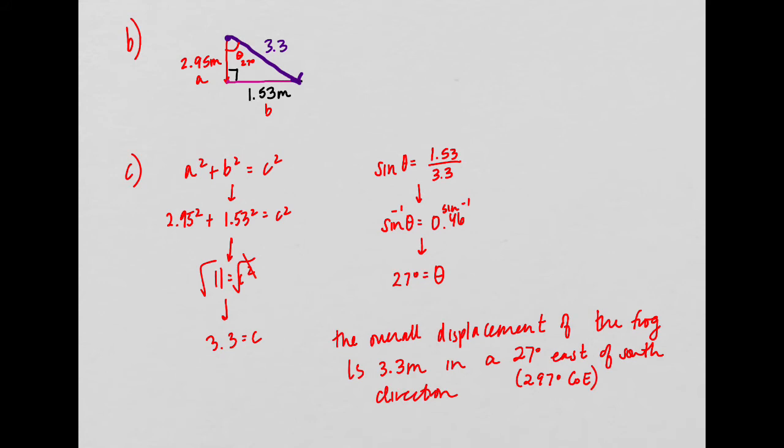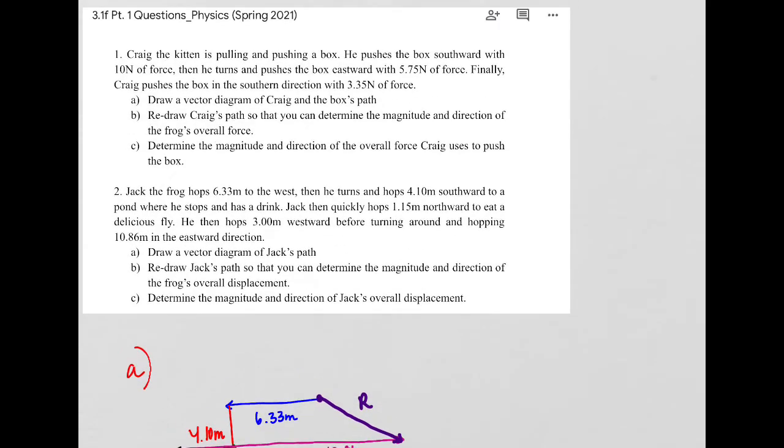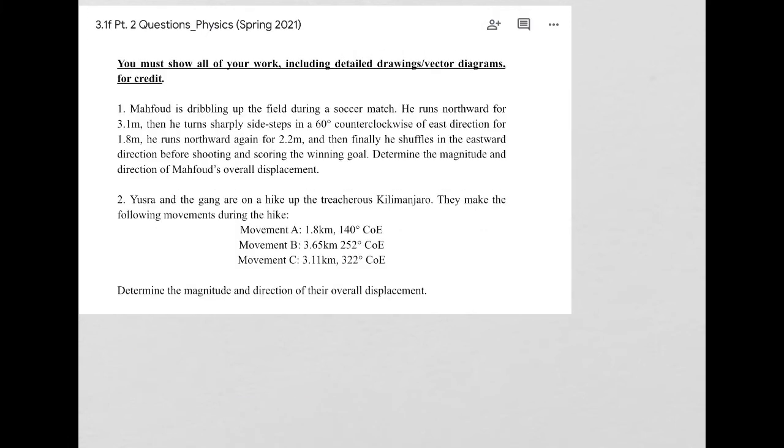And the way that I got 297 is because we have an axis here, and this right here is 270, right? And then if I add 27 to that, I get 297, and that would be counterclockwise of east. Okay, so that's it for 3.1F Part 1 questions. Now we're going to go through the questions that you did on, I believe it was Monday, 3.1F Part 2.